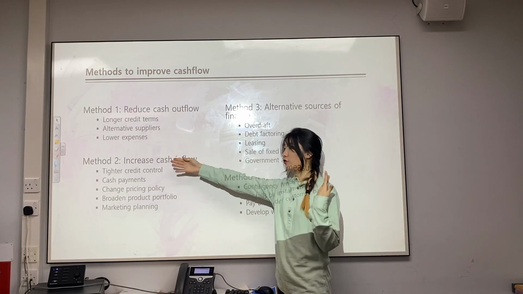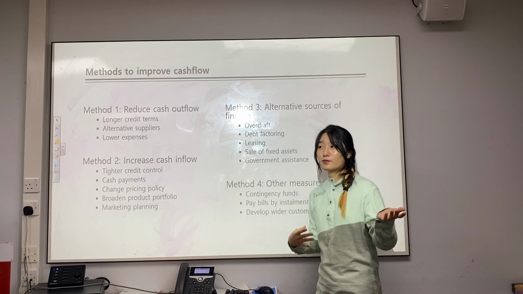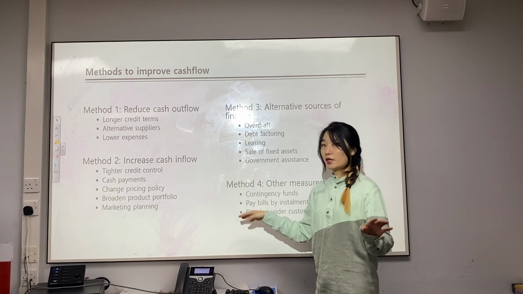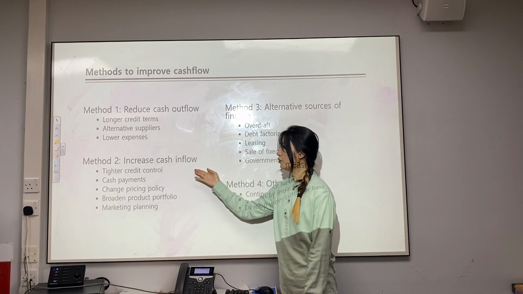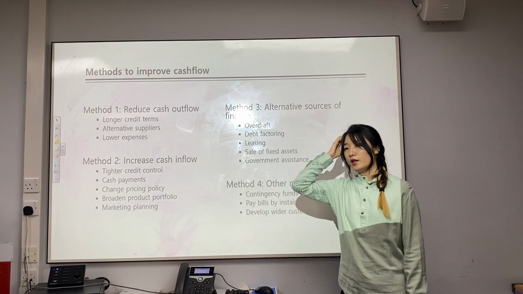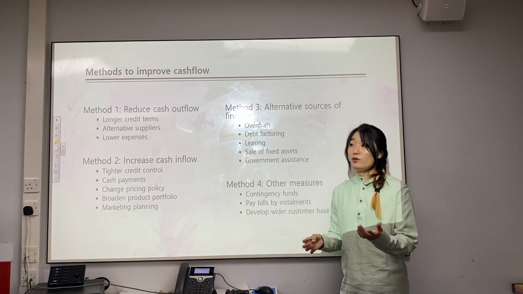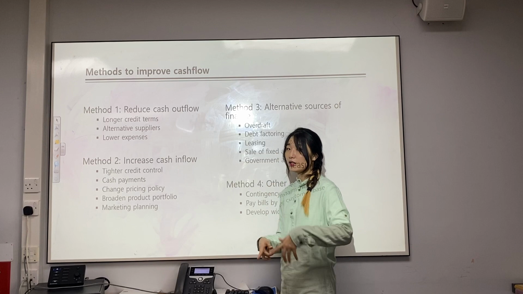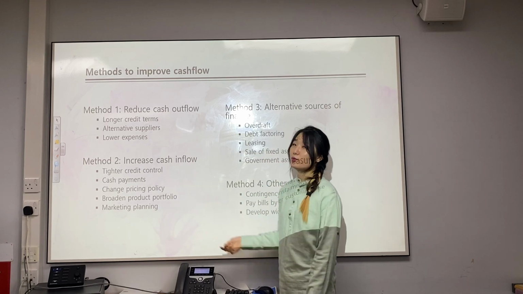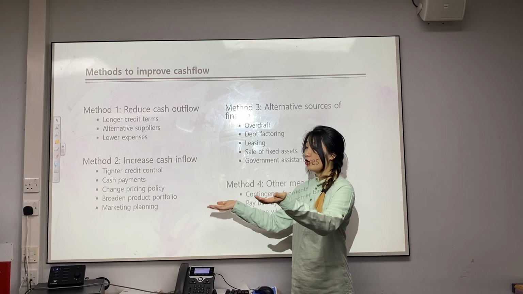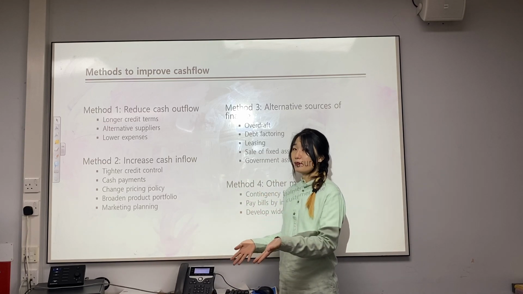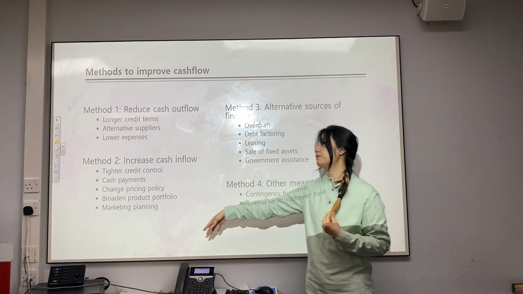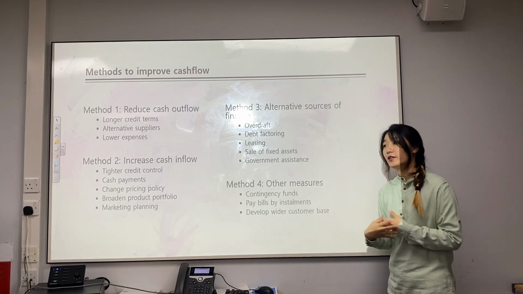We've got lengthening crediting terms, alternate suppliers, buying our trawlers from a cheaper business, lower our expenses. We can use less electricity, use less workers. To increase cash flow, that means tighter credit control. Or cash payments, make customers pay by cash so that money comes in directly without creditor days. Change in pricing policy, they can charge fishes at a higher price, hopefully it will sell, hoping that the sales won't decrease from it. Broaden product portfolio, market planning, plan it in a specific way to sell better.